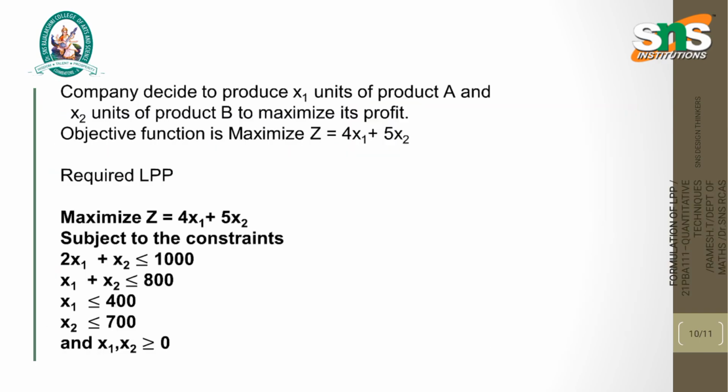So the company decided to produce x1 units of product A and x2 units of product B to maximize its profit. So the objective function is maximize z equals 4x1 plus 5x2. Therefore, the required LPP is maximize z equals 4x1 plus 5x2 subject to the constraints 2x1 plus x2 less than or equal to 1000, x1 plus x2 less than or equal to 800, x1 less than or equal to 400, x2 less than or equal to 700, and x1, x2 are non-negative.